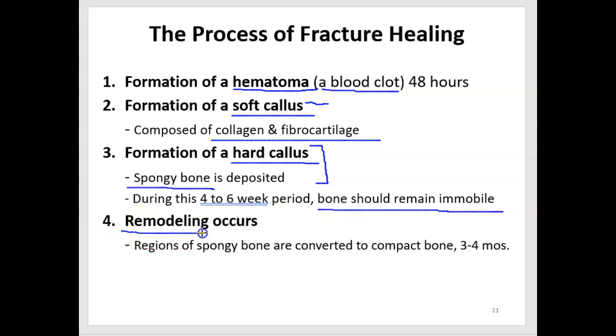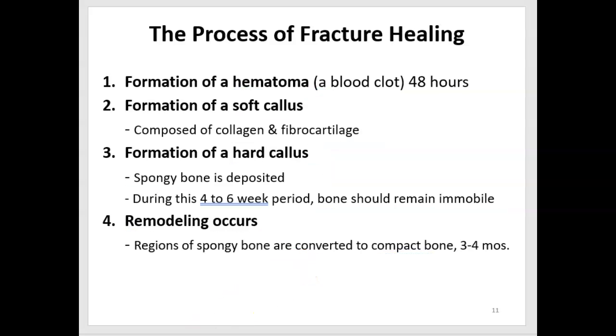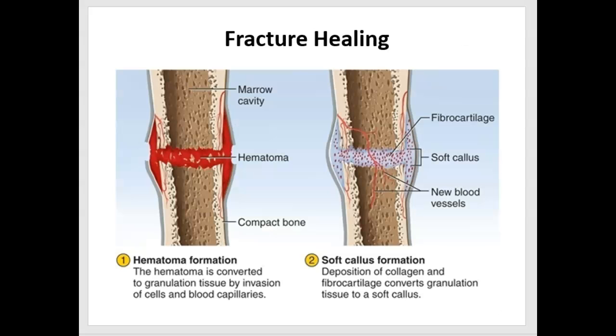And then the fourth thing that happens is remodeling. So the callus is actually going to be replaced with, at least some of it, with compact bone. So there'll be osteoclasts and osteoblasts remodeling that hard callus to make it look more like it originally did. So here are the steps. First we have the hematoma.